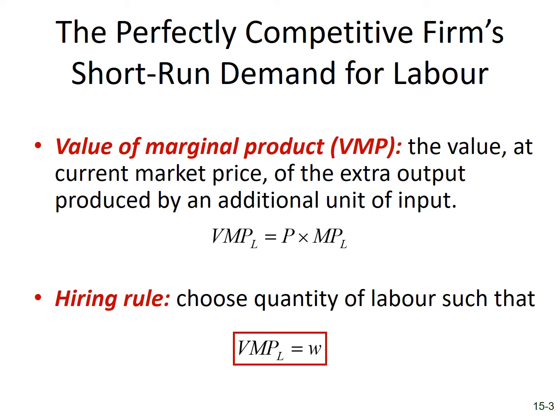Why does this make sense? What would happen if the value of marginal product of labor were greater than the price at which the firm pays the labor, so the wage? If VMP of L were greater than the wage, the firm could increase its profits by hiring more workers. However, if the value of marginal product of labor were inferior to the wage, then this time the firm could increase its profit by laying off some workers, so therefore by reducing the quantity of workers that it employs.